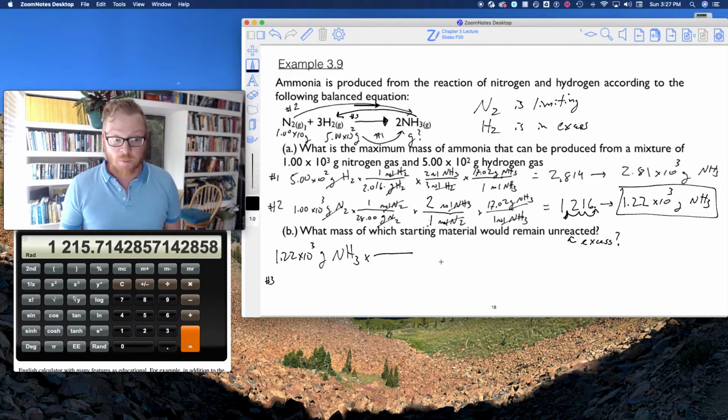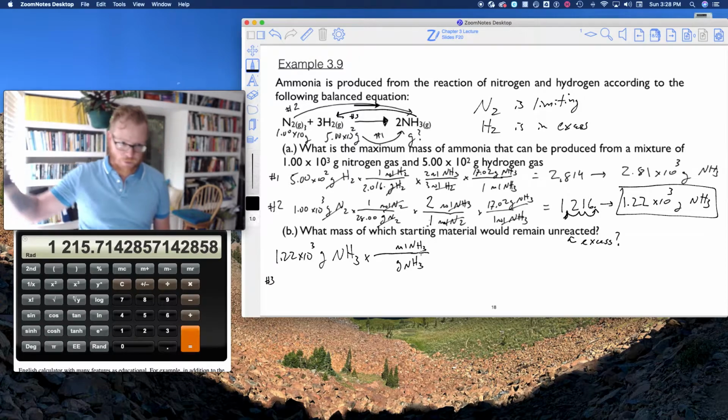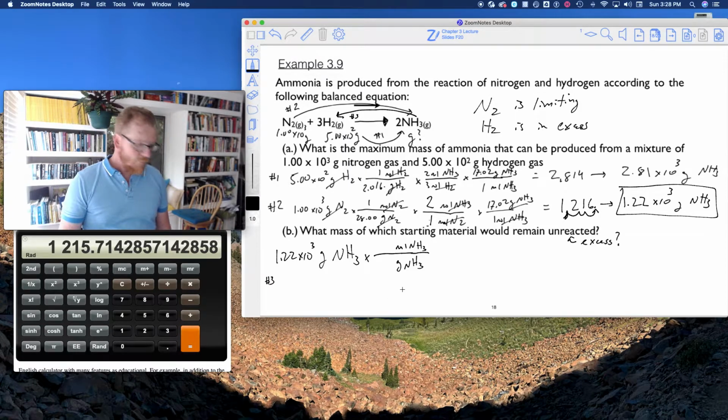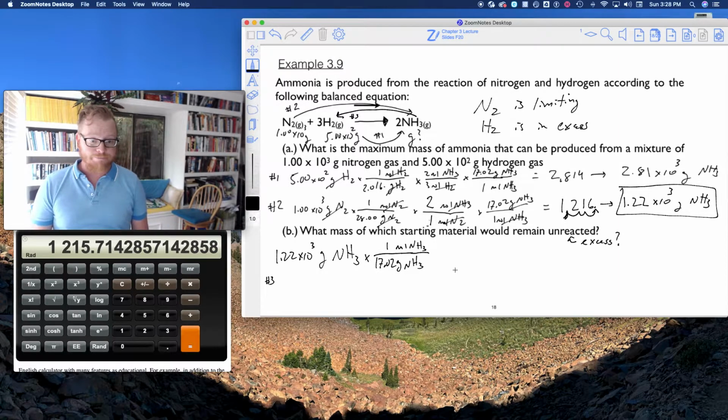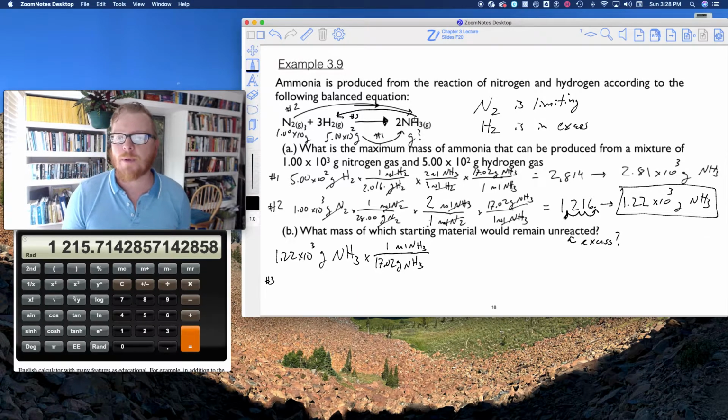So now we're just going to work backwards, folks. We're going to say grams of ammonia to moles of ammonia. Remember, don't forget the dimensional analysis process: down, up, down, up, down, up. We know that that's 17.02 grams of ammonia in 1 mole. And then now I'm working backwards, from ammonia to hydrogen.